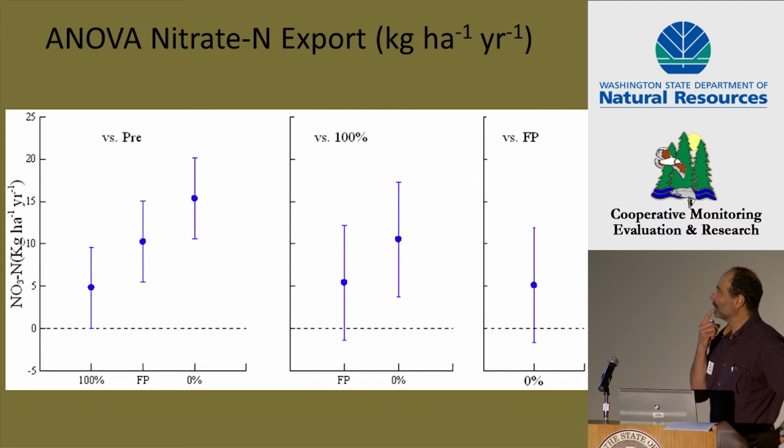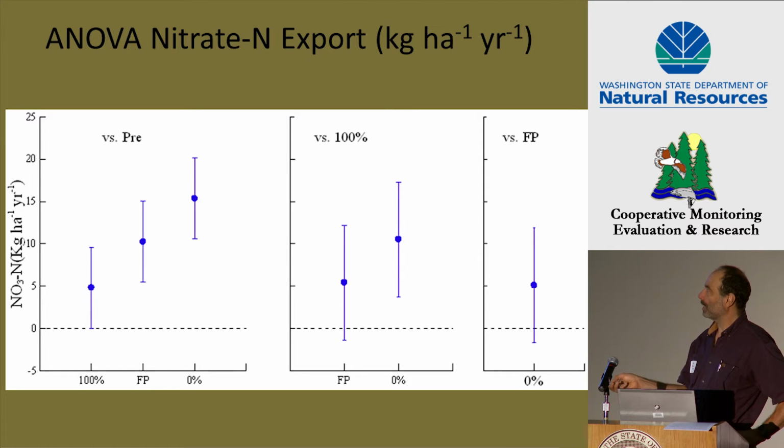And if we throw that into the mixed effects models, and this is a similar graph to what I presented before, this shows the post-harvest change in the 100% basin compared to pre, how much more it's exporting post-harvest. So we're looking at about a 5 kilogram per hectare increase in 100%, about 10 in the forest practices, and about 15 in the 0% harvest.